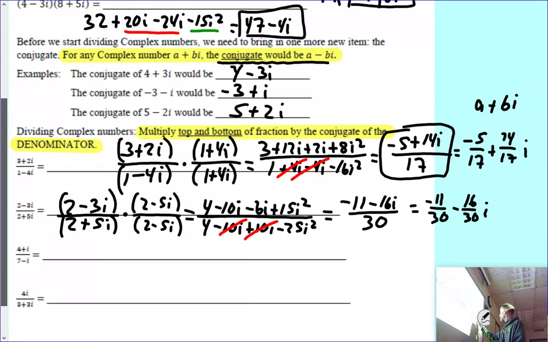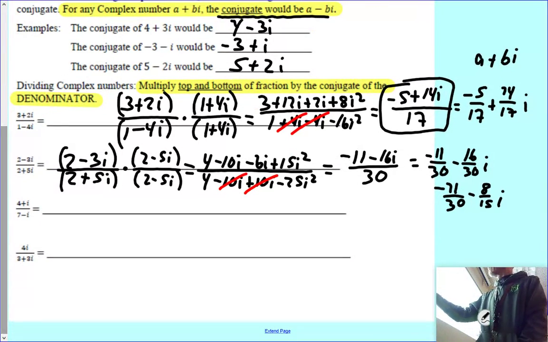16 over 30, divided both by 2. Oops. So you can write that as minus 8 over 15. So go ahead and pause the video for, again, do the last two. Let's see if you can work out the last two completely by yourself. And then I'll zip through those and we'll finish it up.